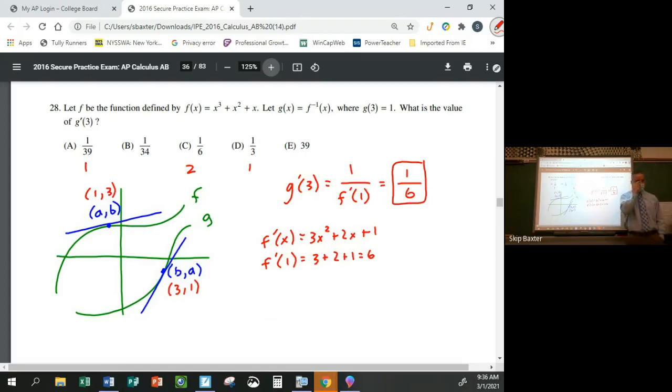Any questions on that? So the derivative of an inverse is the reciprocal of the derivative of the function at the y value of the function point. Okay? You gotta make sure you switch that point. All right, let me fix this.